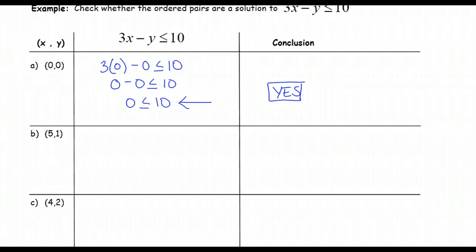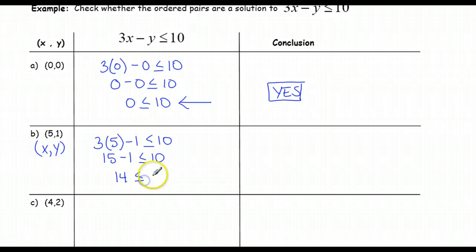Let's check if the next ordered pair is also a solution. (5, 1), 5 being our x-coordinate and 1 being our y-coordinate. So let's look at the same inequality. 3 times x, in this case 5, minus y, which is 1, is less than or equal to 10. 3 times 5 is 15, minus 1, less than or equal to 10. 15 minus 1 is 14. So, is 14 less than or equal to 10? No, it's not. And since it is not a true statement, this ordered pair is not a solution to our inequality.